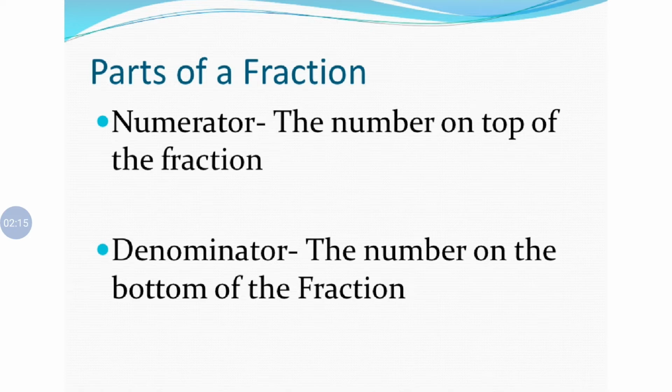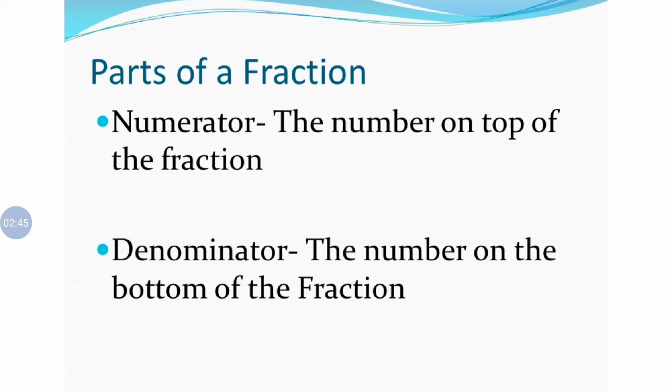Denominator: the number on the bottom of the fraction. That is called b. B is called the denominator. So that is a fraction a by b. A is a numerator and b is a denominator. The number on the top is the numerator, and the number on the bottom is the denominator.